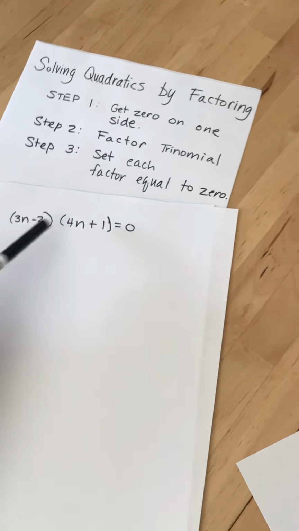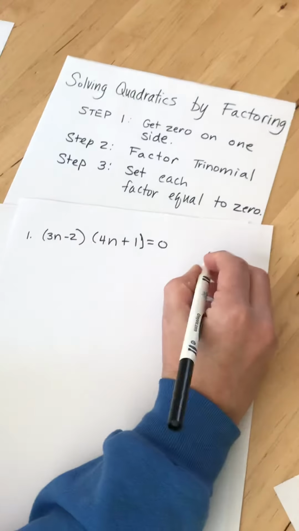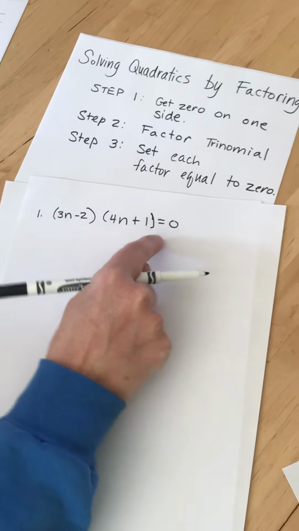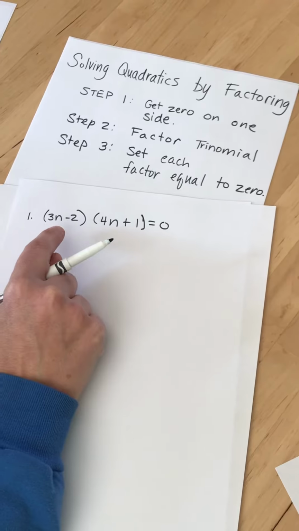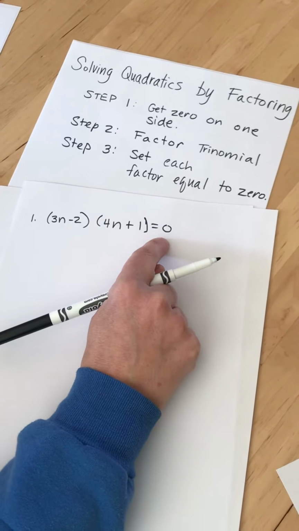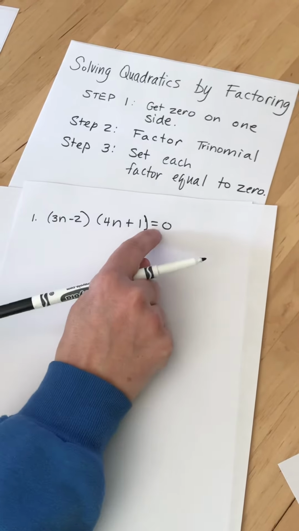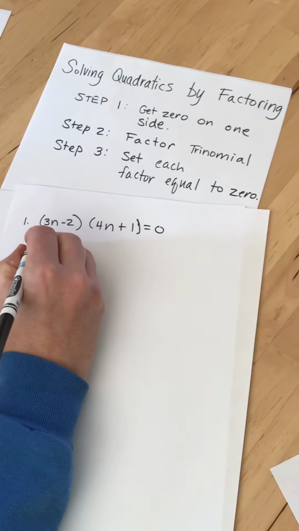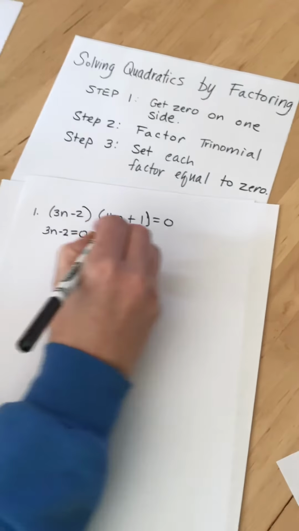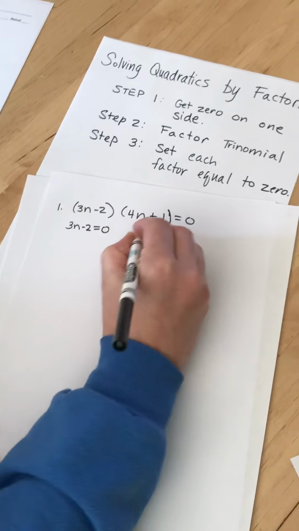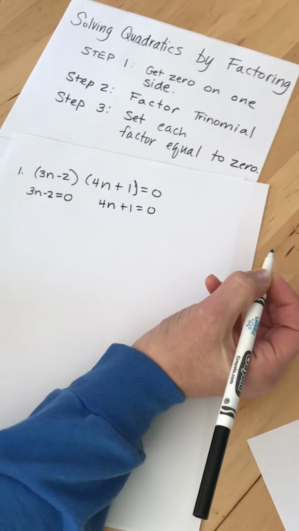Step three, set each factor equal to 0. So the reason we do this is because we have two things that are multiplied together that equal 0. And we know that when you multiply, if your answer is 0, then you had to multiply by 0. So if this times this equals 0, then one of them has to be 0. You have to multiply by 0 to get 0. So that factor has to be 0, or that factor has to be 0.